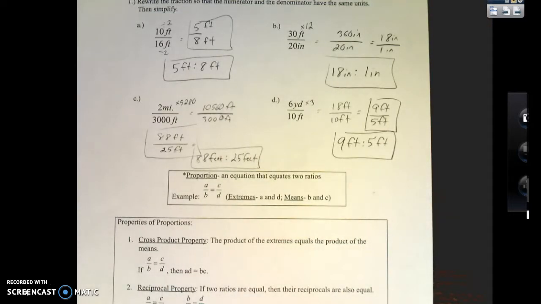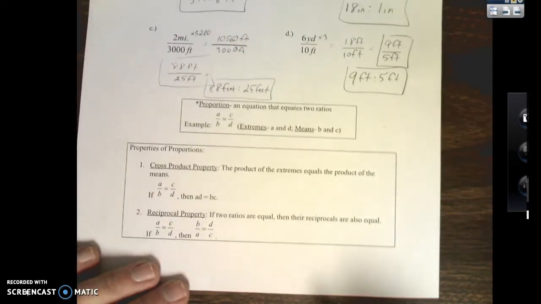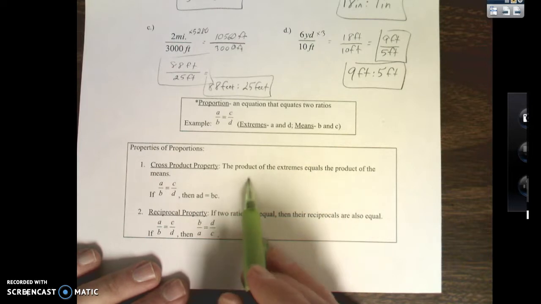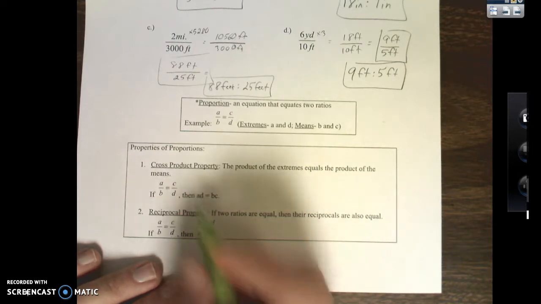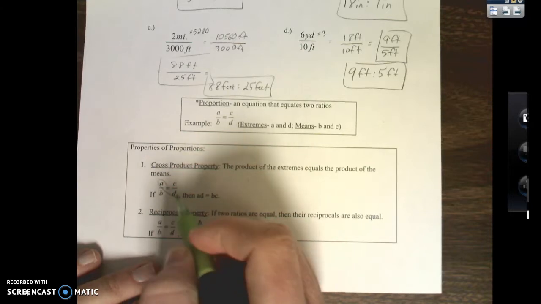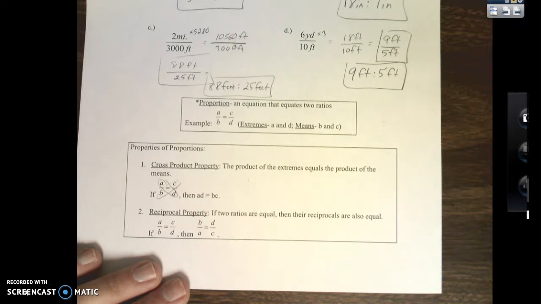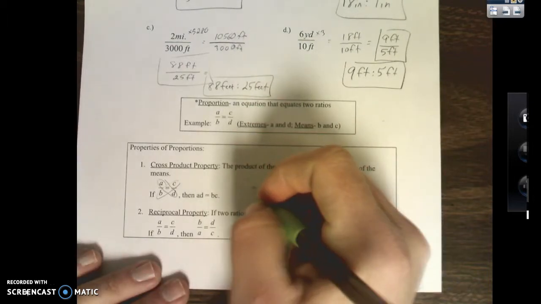Okay? Now, this is one of the most important things that you're going to learn here, especially this entire section. Something called cross product, cross multiplication. The product of the extremes equals the product of the means. So what I'm doing here is A times D equals B times C. Just multiplying. You've done this before. We can only do this when there's a proportion.